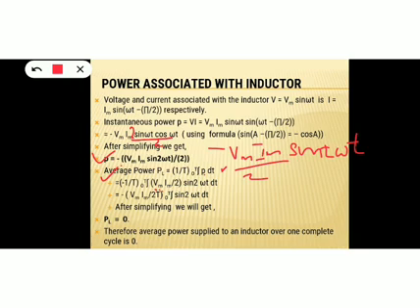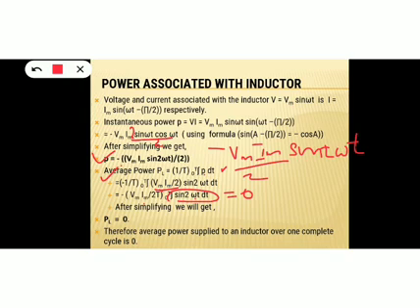Again, Vm Im by 2 are constants, take them outside the integral. So here you will get minus Vm Im by 2T integral 0 to T sin 2 omega t dt. After simplifying, integral 0 to T sin 2 omega t dt is 0. So you will get power PL equal to 0. Therefore, average power associated with an inductive circuit over one complete cycle is also 0.